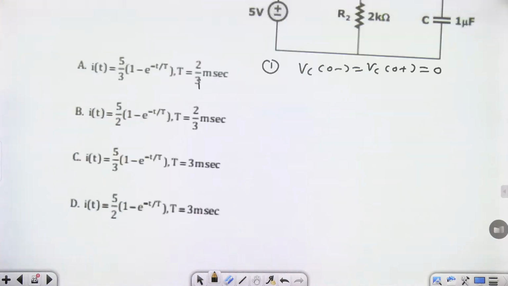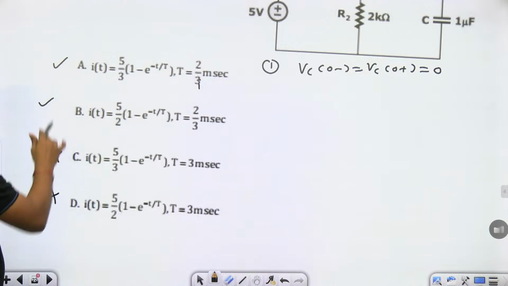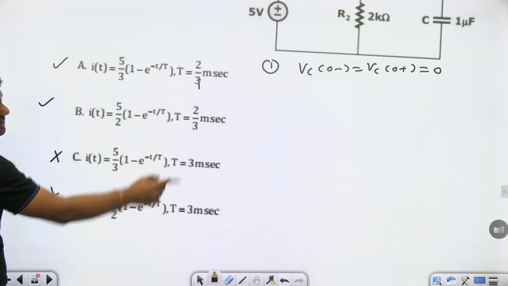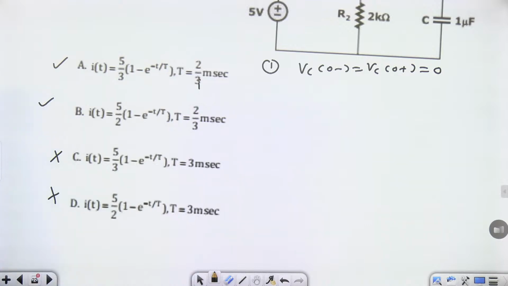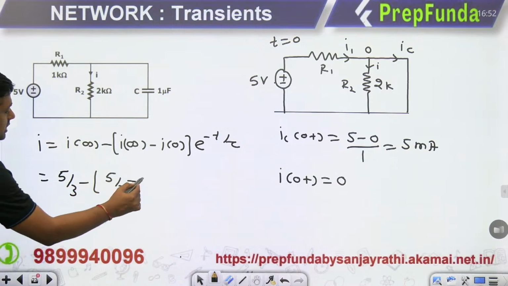So out of these 4 options, A and B are correct. Out of A and B, one is correct, but C and D are definitely wrong, because the time constant is given as 3 millisecond and we are getting 2 by 3 millisecond. Then how can we get the current? What is the final current? 5 by 3. What is the initial current? 0.